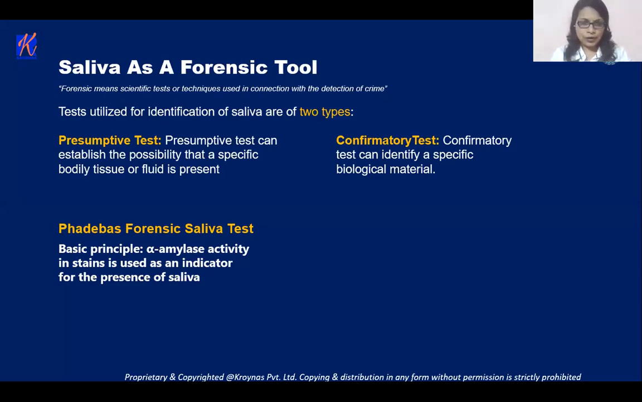Now coming to the area of forensics, yes, here basically in forensics, saliva is used particularly for identification, rather than as just a sample. So it can be two types of tests that we can do when we are trying to use saliva as a forensic tool. It can be a presumptive test. That means we can establish the possibility that a specific body tissue or fluid is present or not. I mean to say whether saliva is present or not.